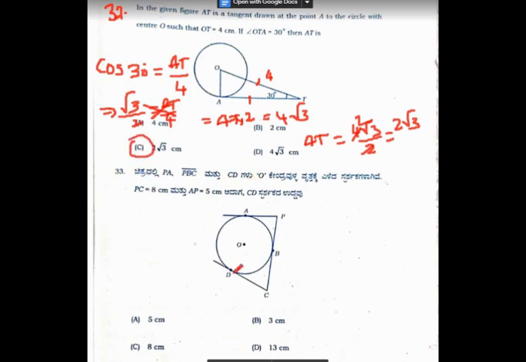33rd question. In the given picture, they are asking to find the length of CD. So the length of CD based on the given information is B, 3 centimeters.